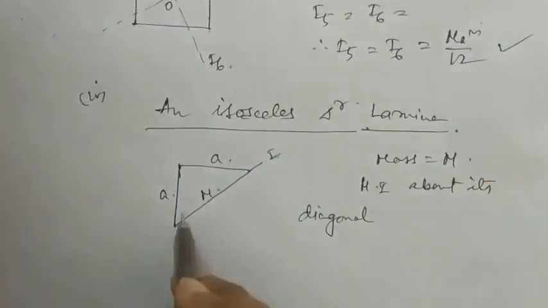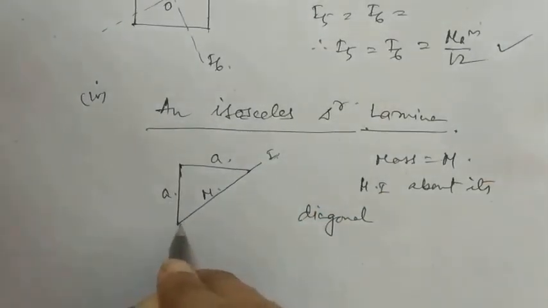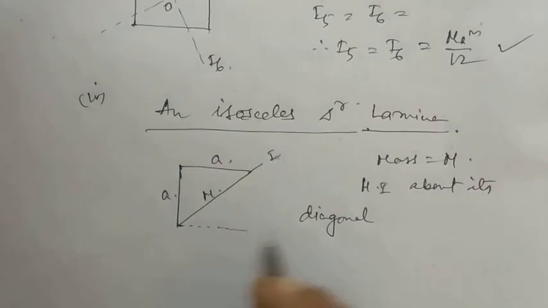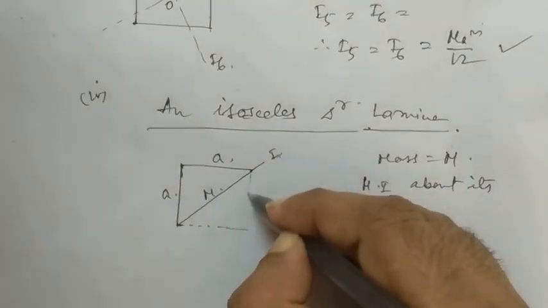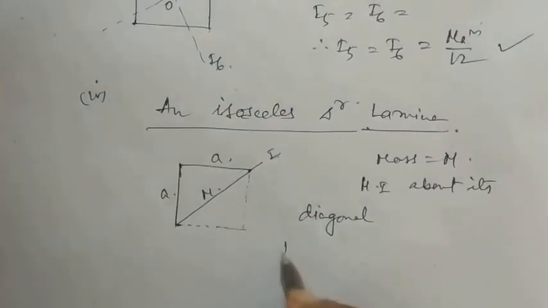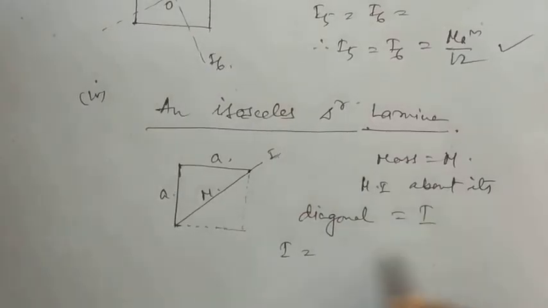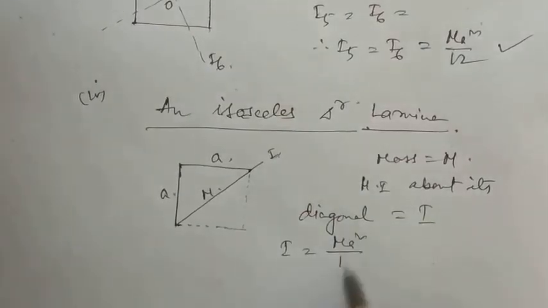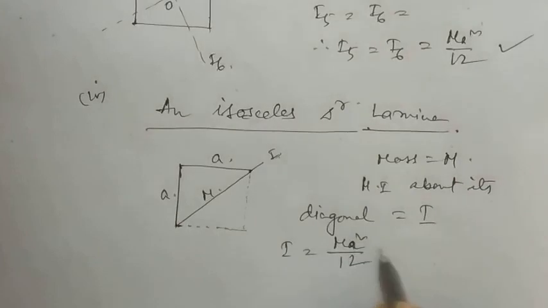Now if we complete this isosceles triangle like this, we can draw it and convert it to a square, then we can write that I is equal to Ma square by 12.